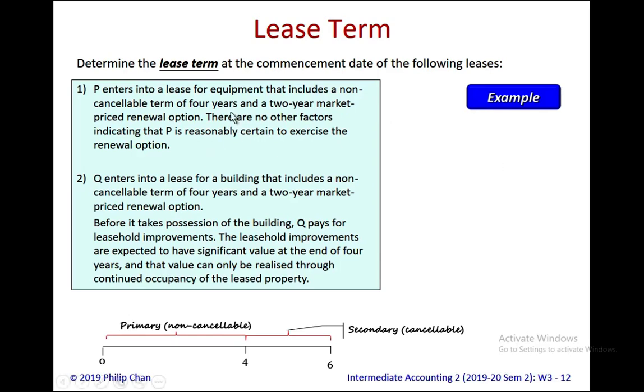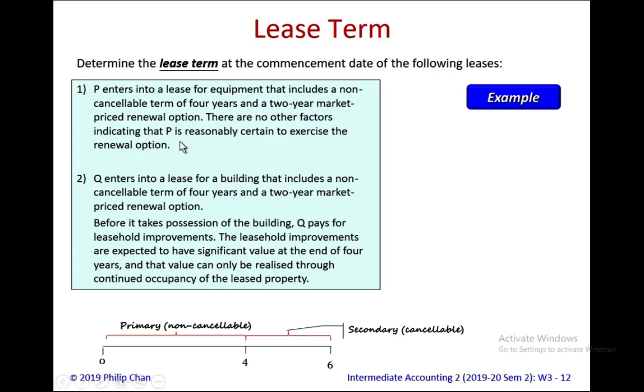Okay, let's look at the first example. P enters into a lease for equipment that includes a non-cancelable period of 4 years, just like my diagram at the bottom. And there is a 2 years market price renewable option. There is no other factors indicating that P is reasonably certain to exercise the renewal option. So you don't have to judge it. We give you sufficient evidence to make the judgment. You don't need further evidence.